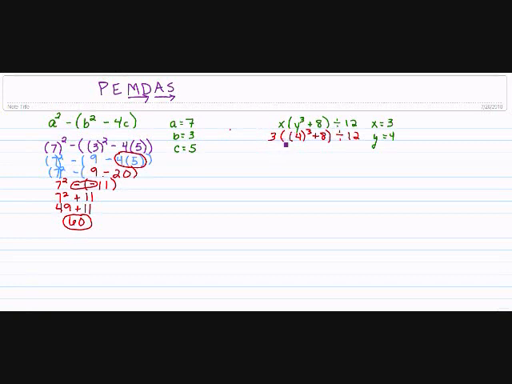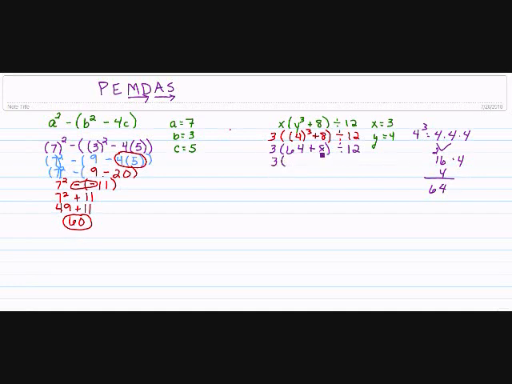I must solve inside the parentheses here. Following order of operations, I'm going to solve the exponent, and then I'm going to add. The exponent, 4 to the third, means 4 times 4 times 4. 4 times 4 is 16, and 16 times 4, if you don't know, do it out, you don't need a calculator, is 64. So that would give me 64 plus 8 divided by 12. Still solving inside my parentheses.